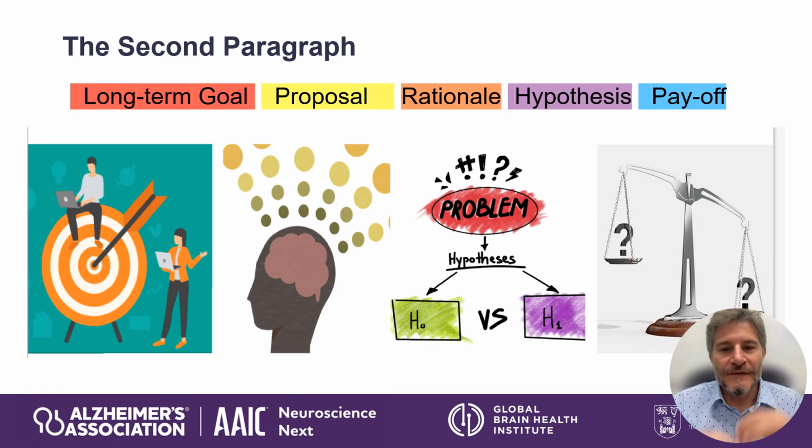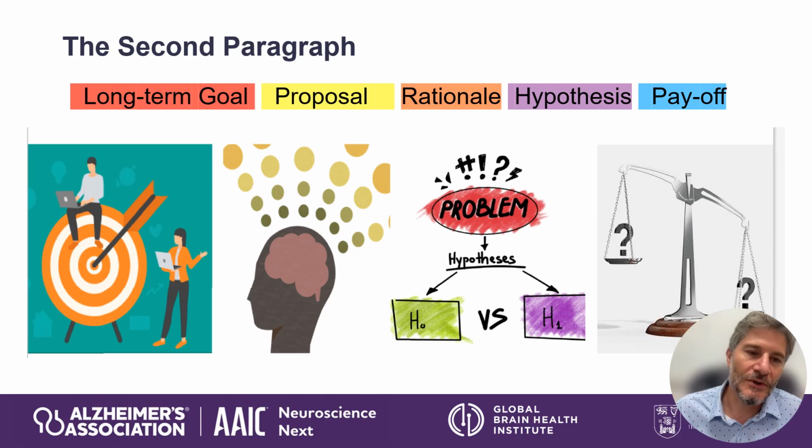Then, after you have said the field, what is known, what are the critical gaps, and what is needed to address this gap, you are going to propose how to bridge those gaps. This is your long-term goal. So your long-term goal is a goal that really integrates the specific aims that you are going to present later. This long-term goal must be presented in a very simple, clear way. Don't be extremely long. Don't be extremely technical. Make it easy to understand.